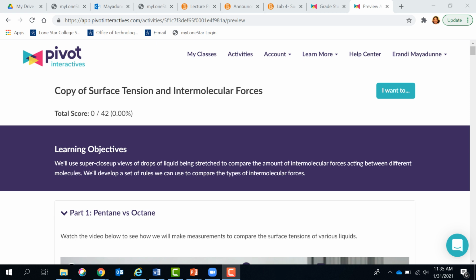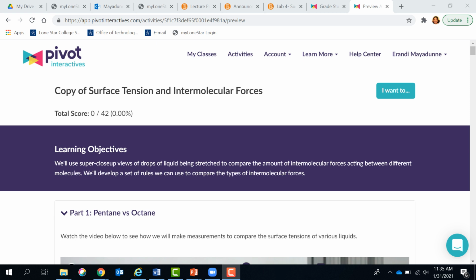So what are these intermolecular forces? Intermolecular forces are attractions between molecules. That means how one water molecule attracts another water molecule. So that's what we are talking about today.